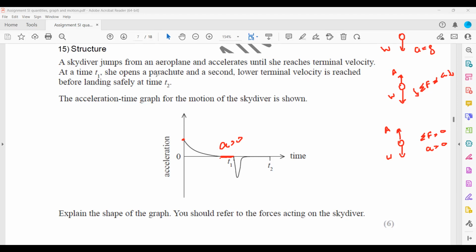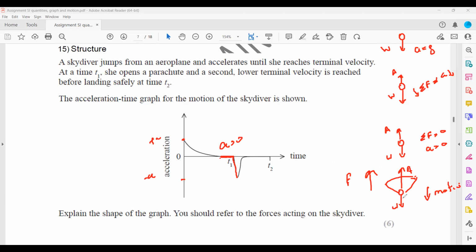Then she opens the parachute. The moment she opens the parachute, her weight is acting downward, but there is more air resistance. So now there is a resultant force, but the resultant force is opposite to the direction of the motion. The motion is downward and the resultant force is upward. So the direction of the motion and the resultant force are opposite. That's why she will decelerate. So you can see that she decelerates, with negative acceleration, or we can also say deceleration.